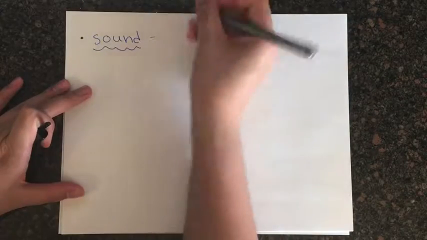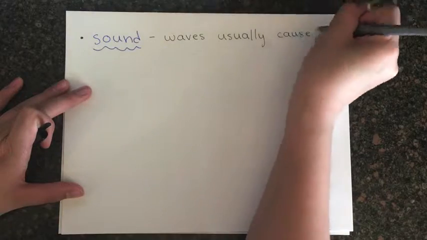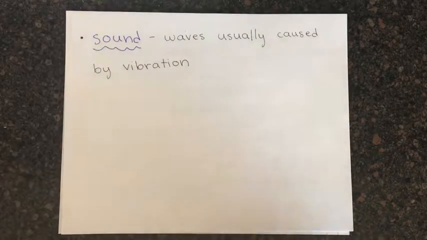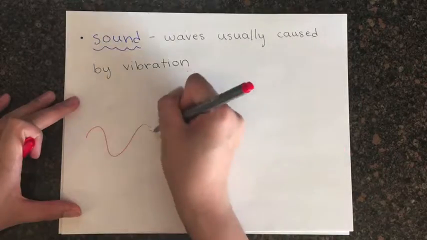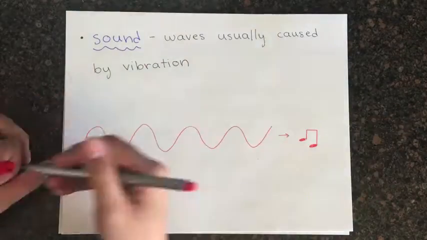Today, we'll be focusing on sound. I'm guessing you've heard of sound before, but this definition might be a little different than what you're used to. In physics, sound is created by waves, and these waves are typically caused by vibration. That's how instruments like this violin and that guitar work.